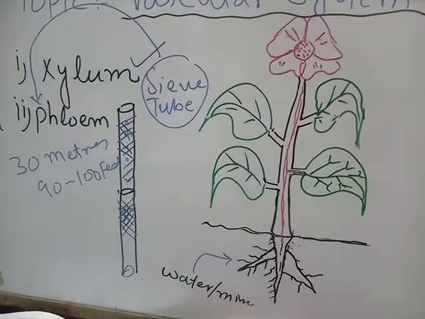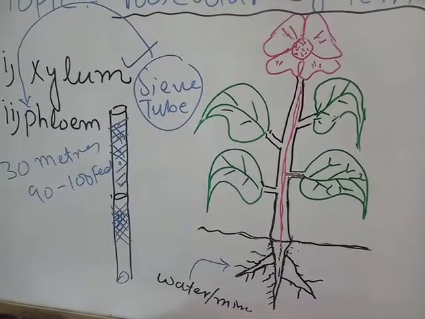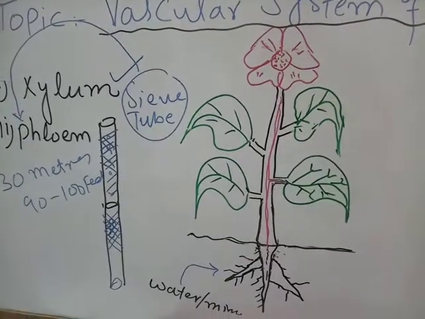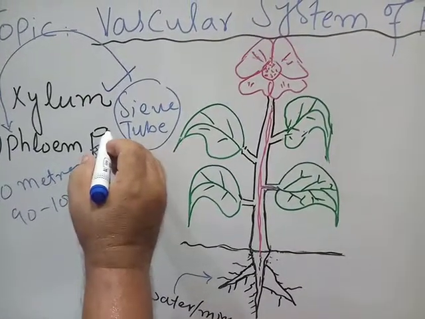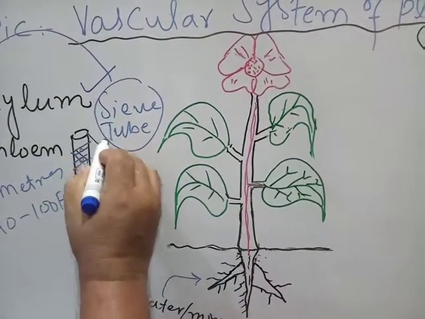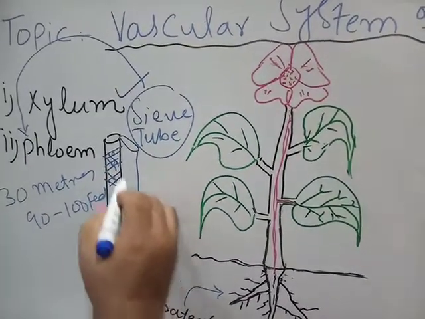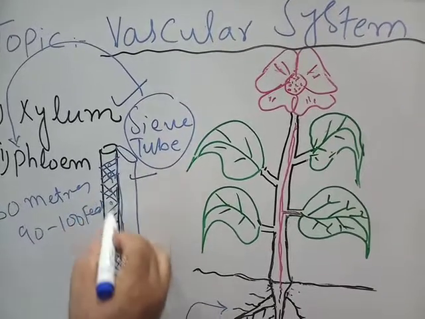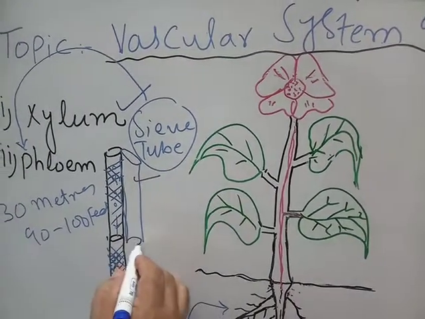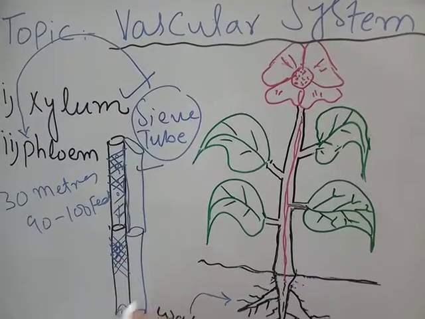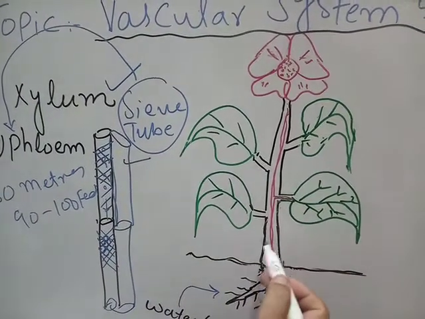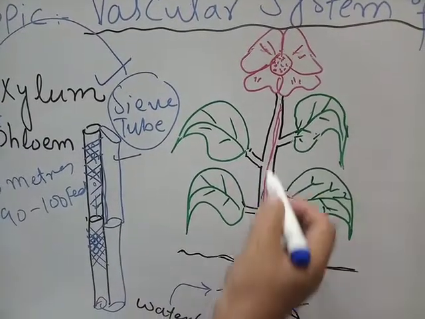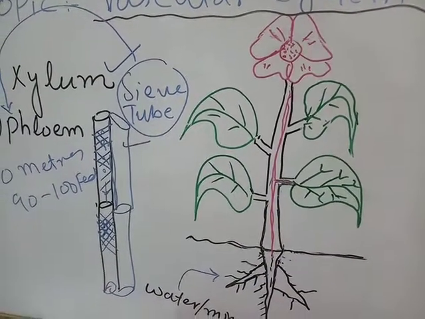Now what is the job of the phloem tissues? Phloem tissues are present in connection with the xylem tissues. For example, these are the xylem tissues, and these are the phloem tissues. Both are present at the central part if you take the cross section of the stem, right in the center of each and every plant.